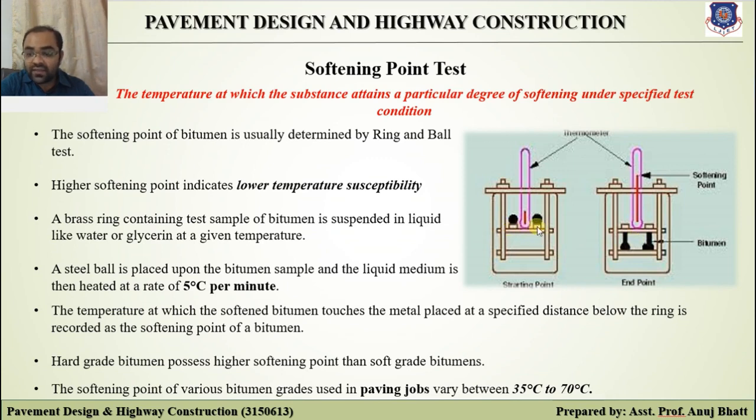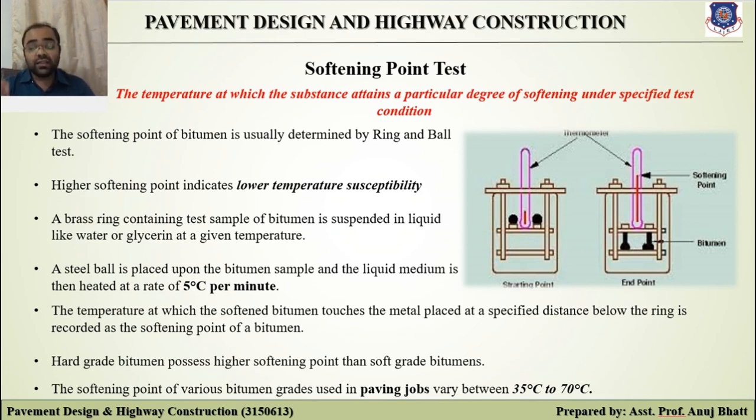Here you can see these rings. This ring is to be suspended in water or glycerin at a given temperature. There would be a specified initial temperature, and at that temperature we start the test on the bitumen. A steel ball is placed upon the bitumen sample and the liquid medium is then heated at a rate of 5 degrees per minute.